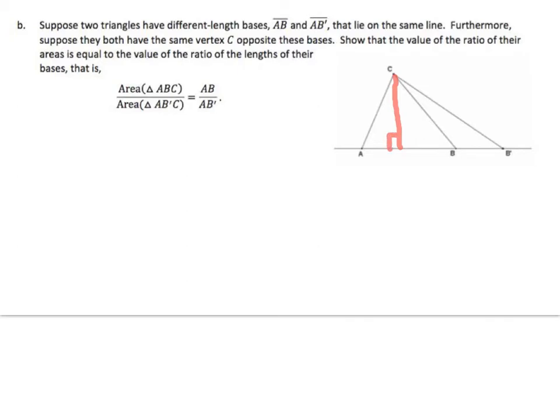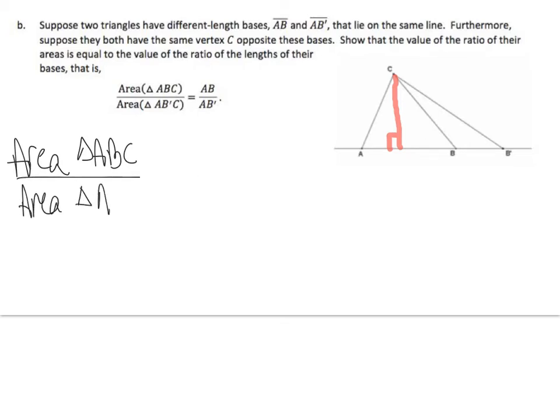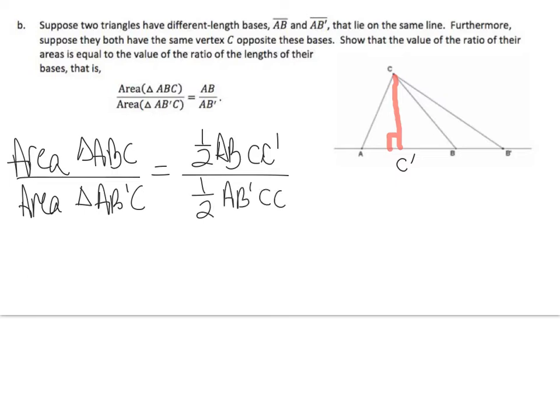Correct? So I have the, oops. We don't want the highlighter. Sorry. Area of triangle ABC over the area of triangle AB prime C. I've got 1/2 AB CC prime. We should label that. Over 1/2 AB prime CC prime. And that is equal to AB over AB prime, because those cancel and those cancel. And that is what we have left. Pretty awesome.